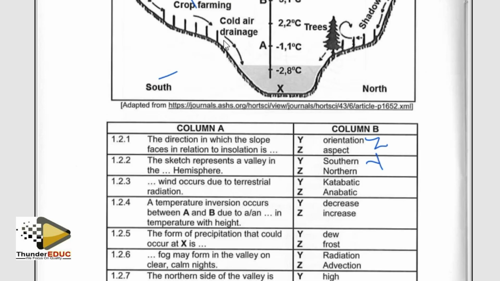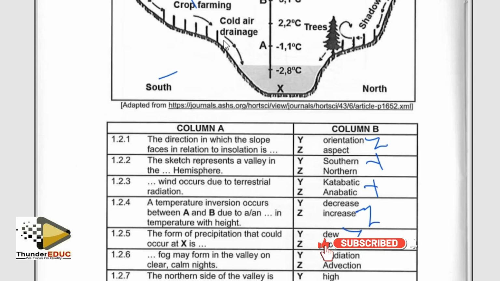The next question is, dash wind occurs due to terrestrial radiation. Which one? It can't be anabatic because terrestrial radiation mainly happens late in the night. So 1.24, a temperature inversion occurs between A and B due to dash in temperature and height. Obviously, the answer here is Z, which increases. Okay, temperature increases. So 1.24 is Z. 1.25, the form of precipitation that could occur at X. Here, it's very cold, so you don't expect dew. It was only going to be frost. So Z is there also, 1.25.